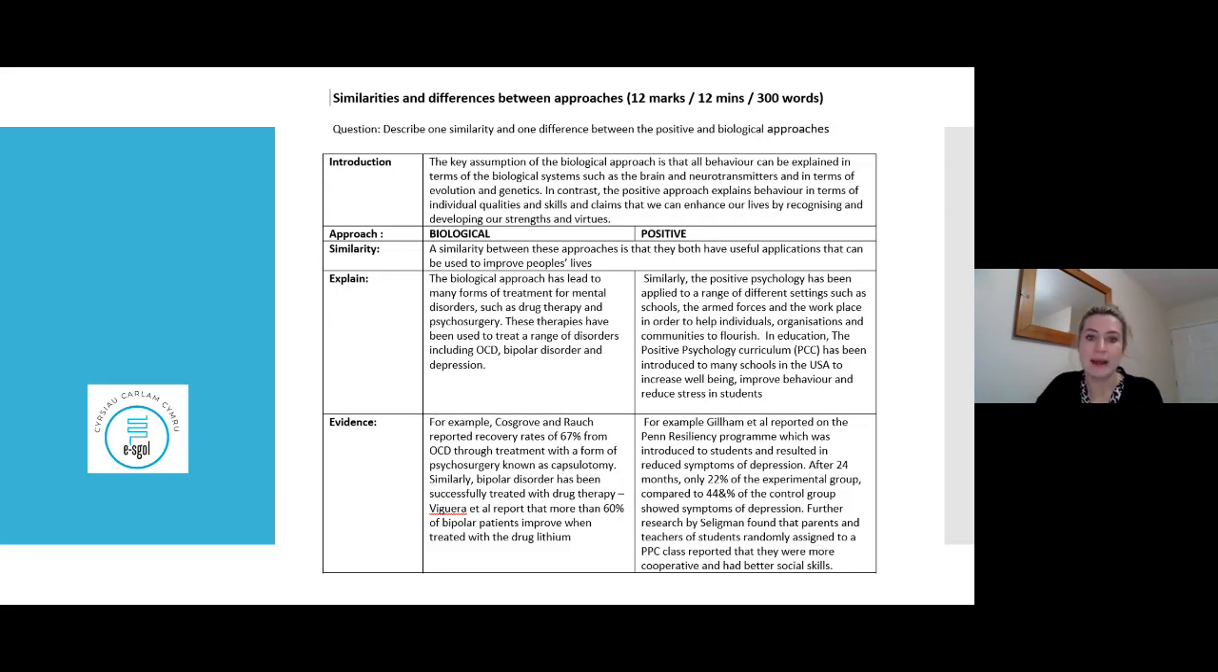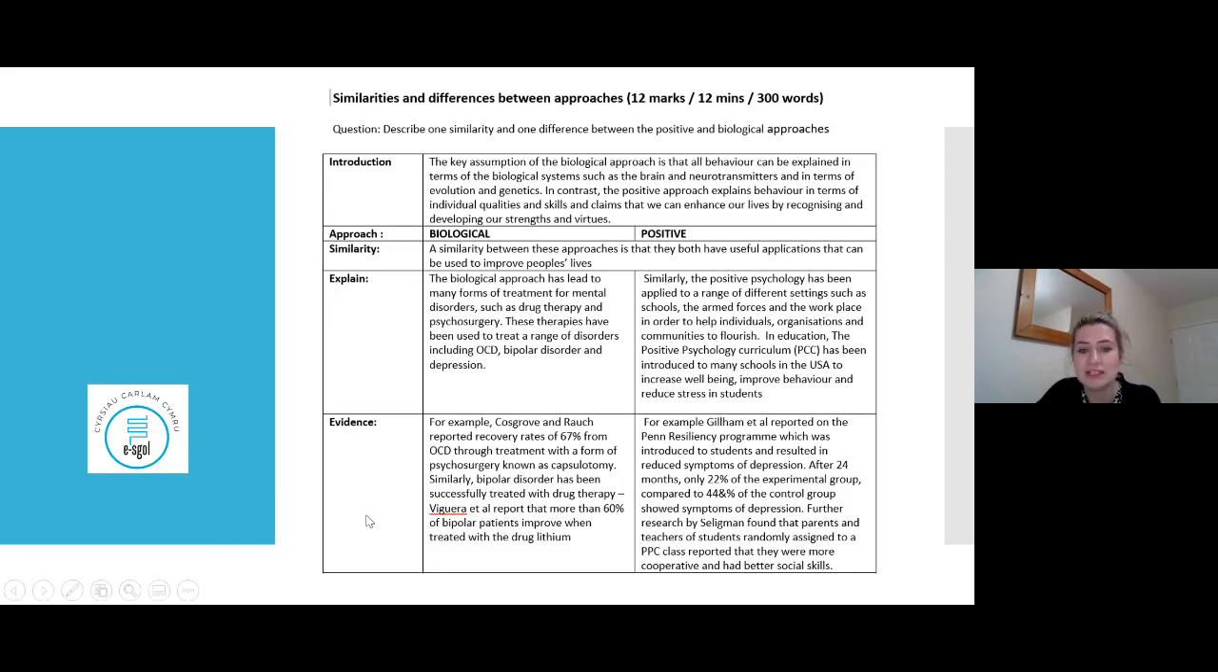So it says, the biological approach has led to many forms of treatment for mental disorders, such as drug therapy and psychosurgery. These therapies have been used to treat a range of disorders, including OCD, bipolar disorder, and depression. Lovely, a little bit more of an explanation as to why it has useful application.